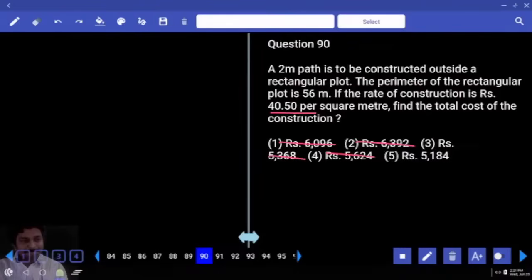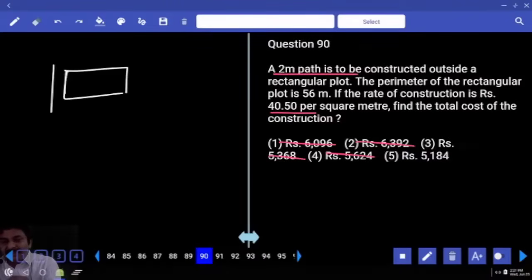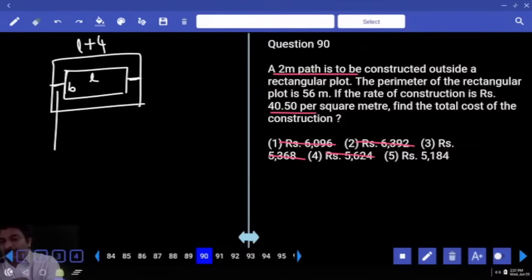If you want to calculate, a 2 meters path is to be constructed outside the rectangle. Let me treat the length and breadth of the inner rectangle as L and B. Path width is 2, so the outer rectangle length will be L plus 4: 2 here, 2 here, total we need to add 4. Breadth of the outer rectangle, bottom 2, upper part 2, total we add 4 here also. That will be B plus 4.